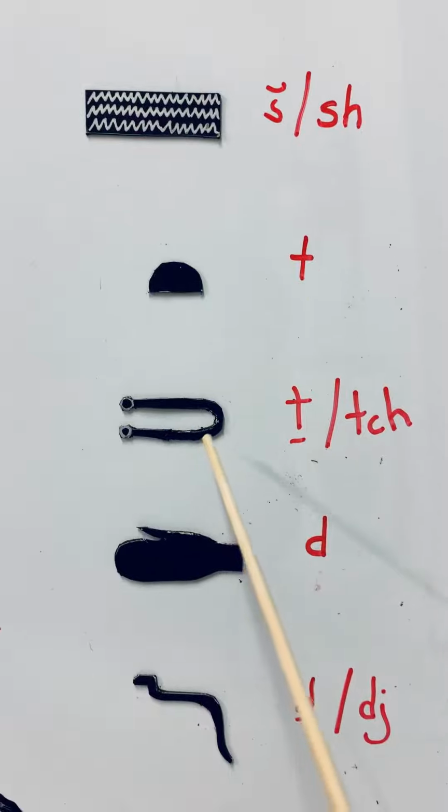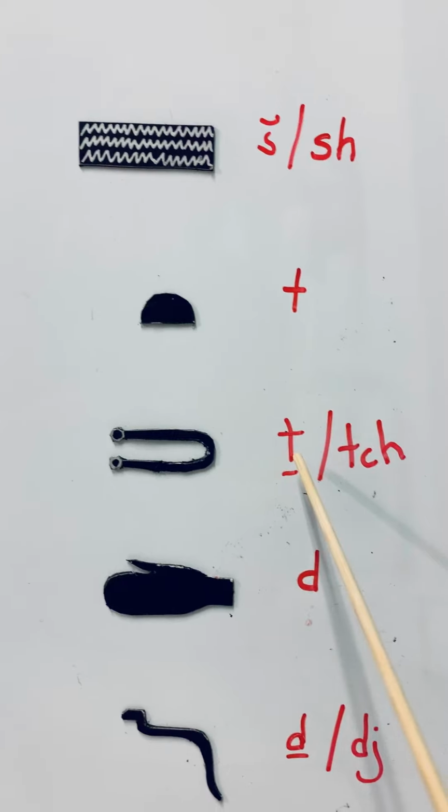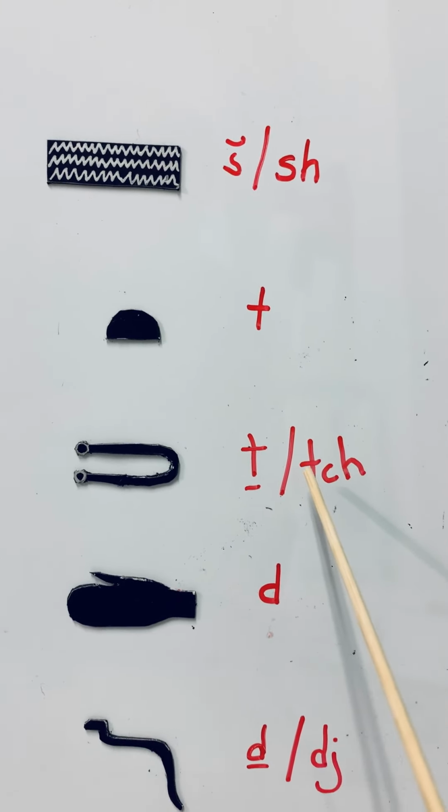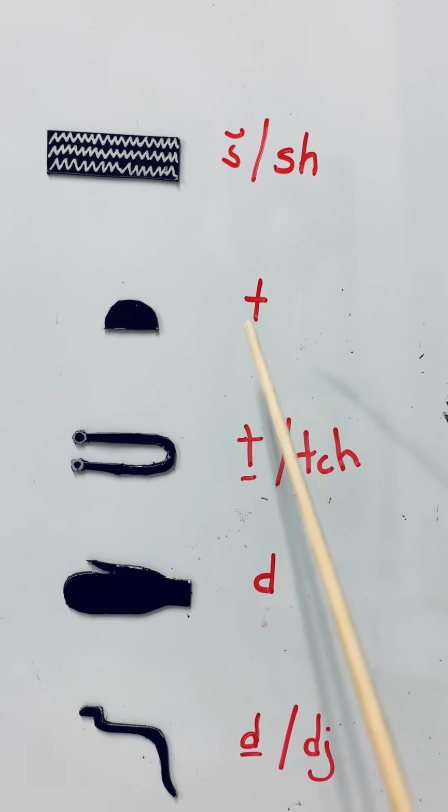Then we move on to what we have here, a hobble. This hobble here was the letter ch, or the sound ch. And this T has an underlined line, so you know the difference between the T and the ch.